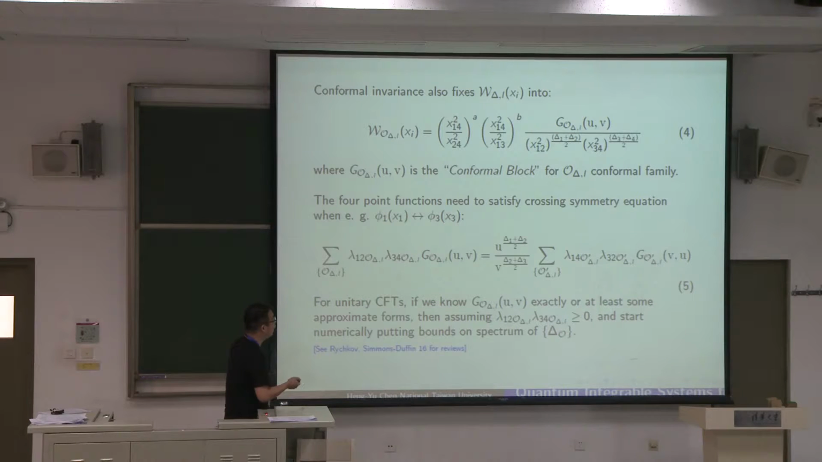And then you can try to do it for unitary CFT. So now, if we know the conformal block in some exact, or at least some approximately usable form that you can do numerically, then you can use unitarity to assume the OPE coefficients to be positive definite, and you can start doing your semi-definite programming and start putting all these fantastic bounds on the scaling dimension. And you can see those beautiful recent reviews by Rychkov and Simmons-Duffin for the development so far. But we basically need to know them. I think the message here is that the knowledge of those conformal blocks basically determines what we can bootstrap with.